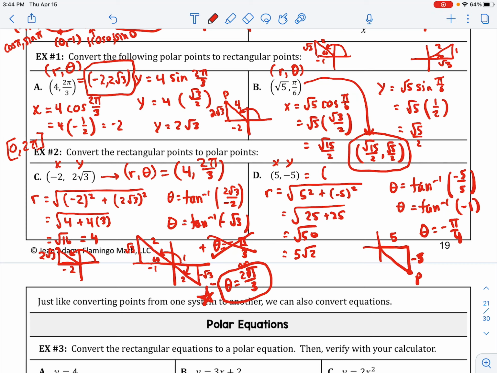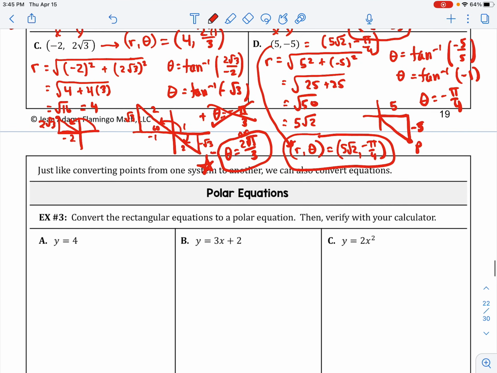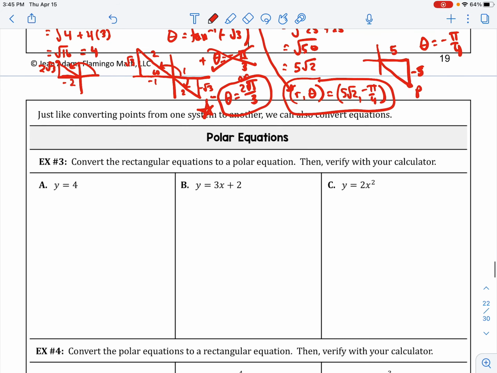And so this would be the r comma theta point of 5 root 2 comma negative pi over 4. I might write it down here. Okay, so there's your answer for letter D.